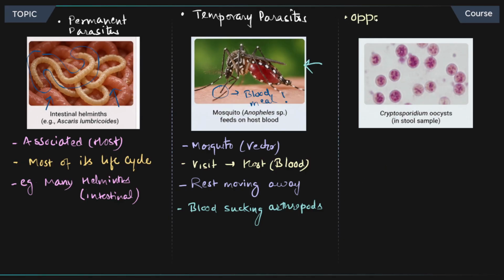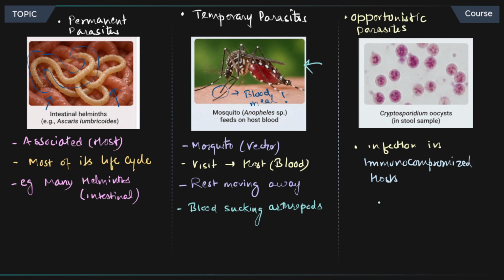Next is opportunistic parasites. Opportunistic parasite means parasites that become highly opportunistic when they get the opportunity. So the infection is basically not in a healthy individual, but in immunocompromised individuals, where the immune system is weak. So immunocompromised hosts are the target of these parasites. Example is Cryptosporidium. As you can see over here, I'm showing you the image of Cryptosporidium.